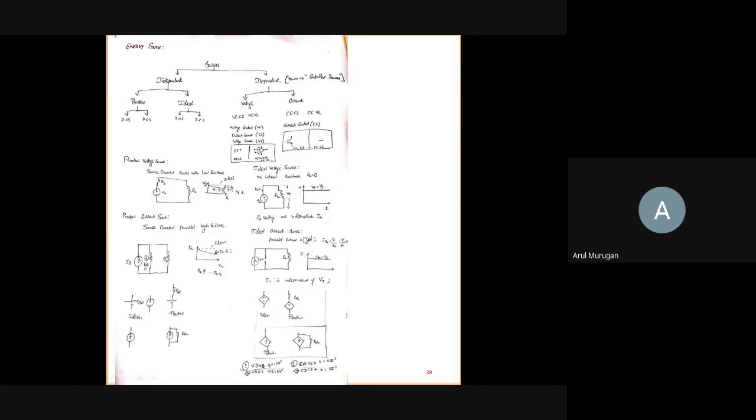Electrical sources: the practical voltage source and the practical current source. The voltage source is connected in series with a resistance, and the current source is connected in parallel with a resistance. These resistances are equal: if it is 5 here, this is also 5. Then how do we find I? By Ohm's law, I is equal to V by R, so the V value divided by the R value gives the I value. Suppose the resistance value is 10, then the same 10 you write here.